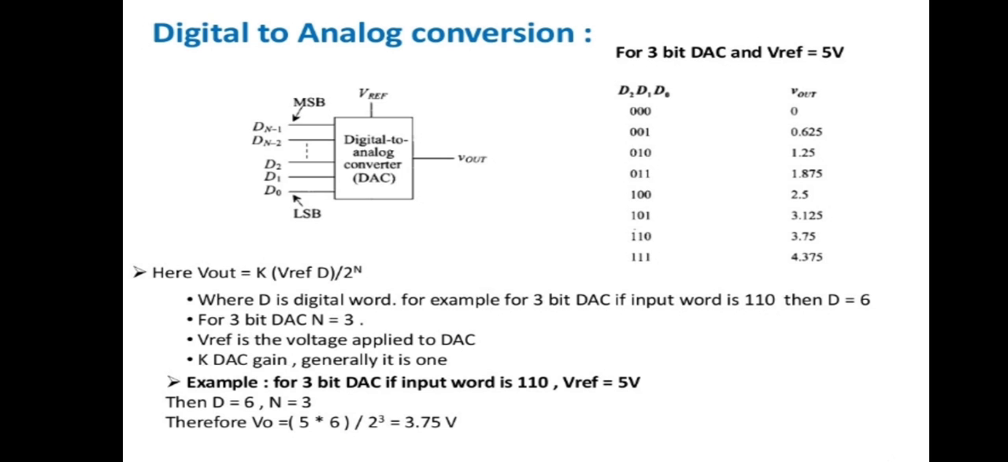Example: for a 3-bit DAC, if the input word is 110 and V reference equals 5 volts, then D equals 6 and N equals 3. Therefore V0 equals 5 times 6 divided by 2 cubed, equals 3.75 volts.